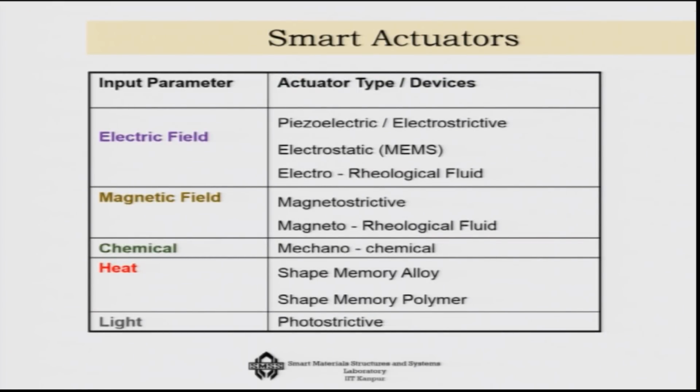We can classify them in terms of the input parameters. If the input is electric field, then you have piezoelectric materials, MEMS or ER fluid. If it is magnetic field, magnetostrictive material or magnetorheological fluid. For chemical, mechanochemical effects. For heat, shape memory alloys, shape memory polymer. If it is light, it is photostrictive materials.